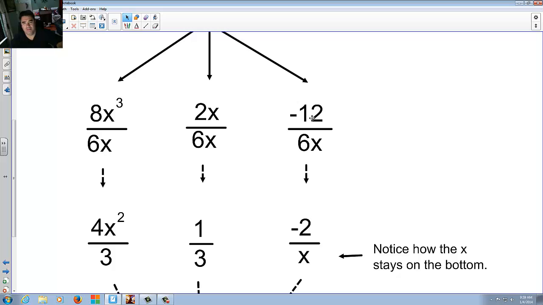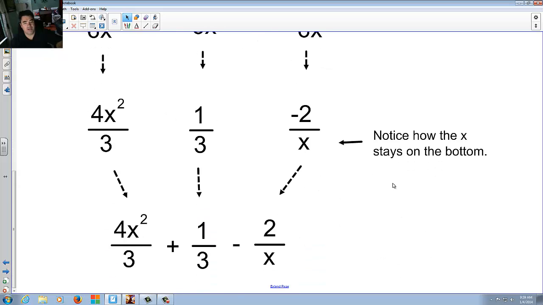What's remaining? Because they both divide by 6, the x remains at the bottom. Notice how the x stays at the bottom. So your answer is going to be 4x squared divided by 3, which is this guy, plus 1/3, minus 2 over x. Now I know you don't like that much, but that's just how that is. That's your finished product, unless they give me what x was.